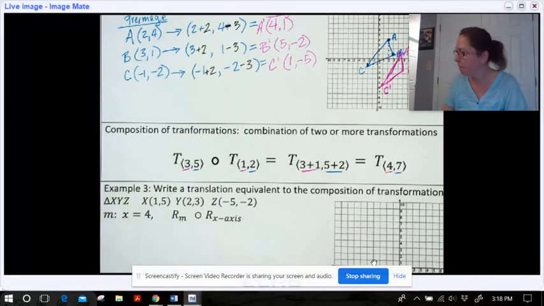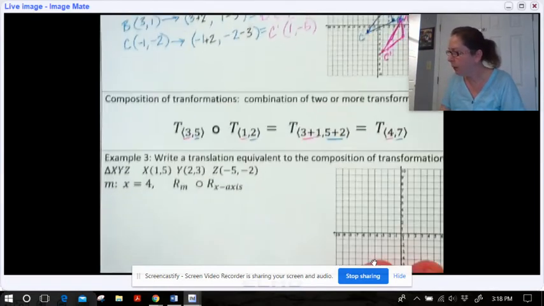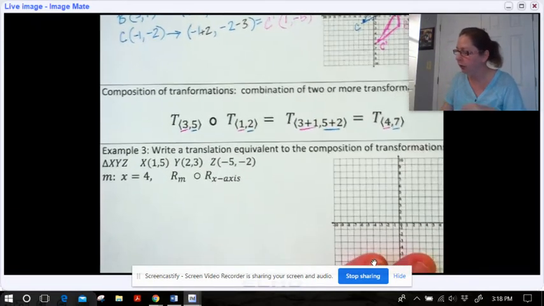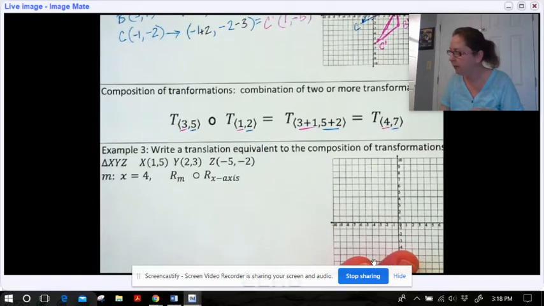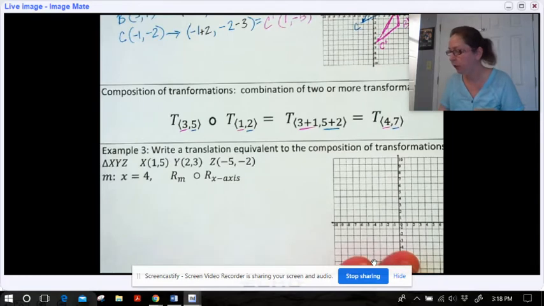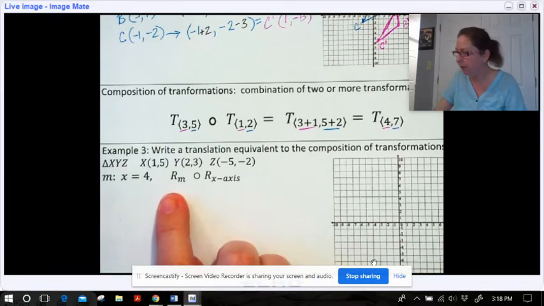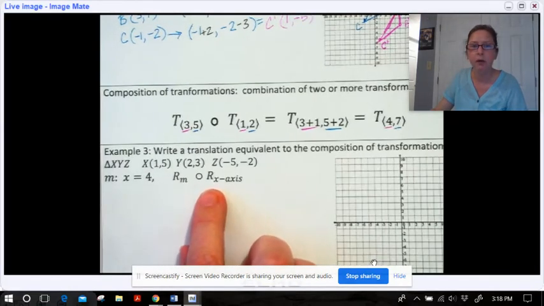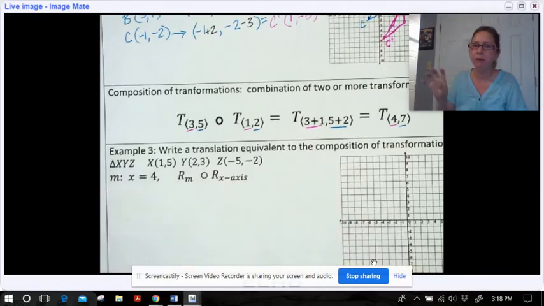Okay. Let's look at an example. We're going to write a translation equivalent to the composition of transformations. So I see an R here and I see an R here. So translating, remember, is sliding them around. An R tells you that you will be reflecting, okay? So let's see how this is going to work.